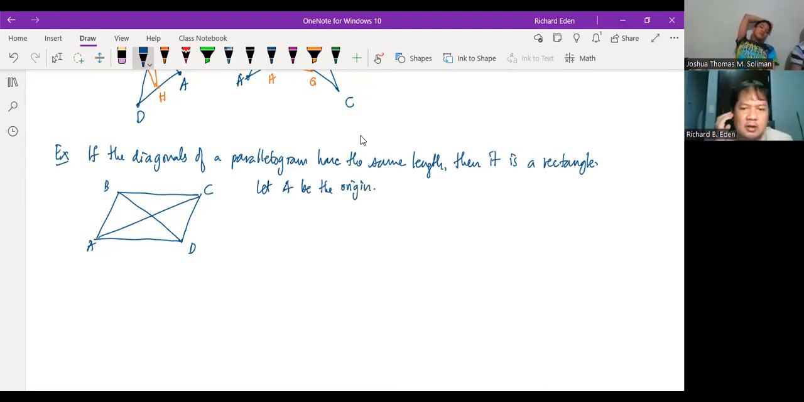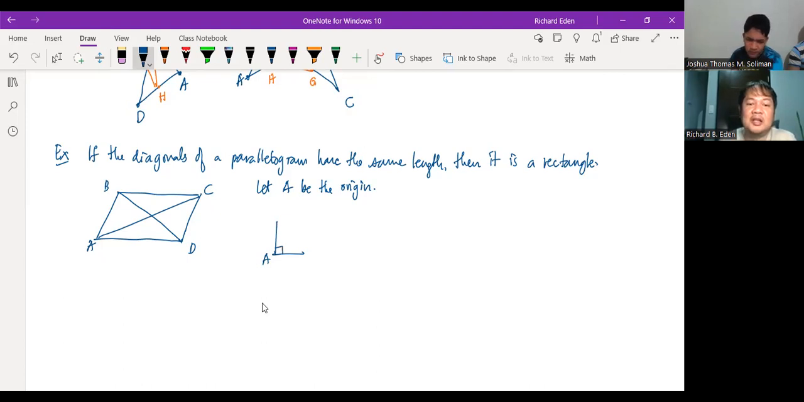What makes a parallelogram a rectangle? I guess we'd have to go by what is a rectangle. One way to define it is that it's a parallelogram having one of its angles perpendicular. Okay? So, ibig sabihin, meron tayong 90 degrees. It would suffice to show that the angle at A is going to be 90 degrees.